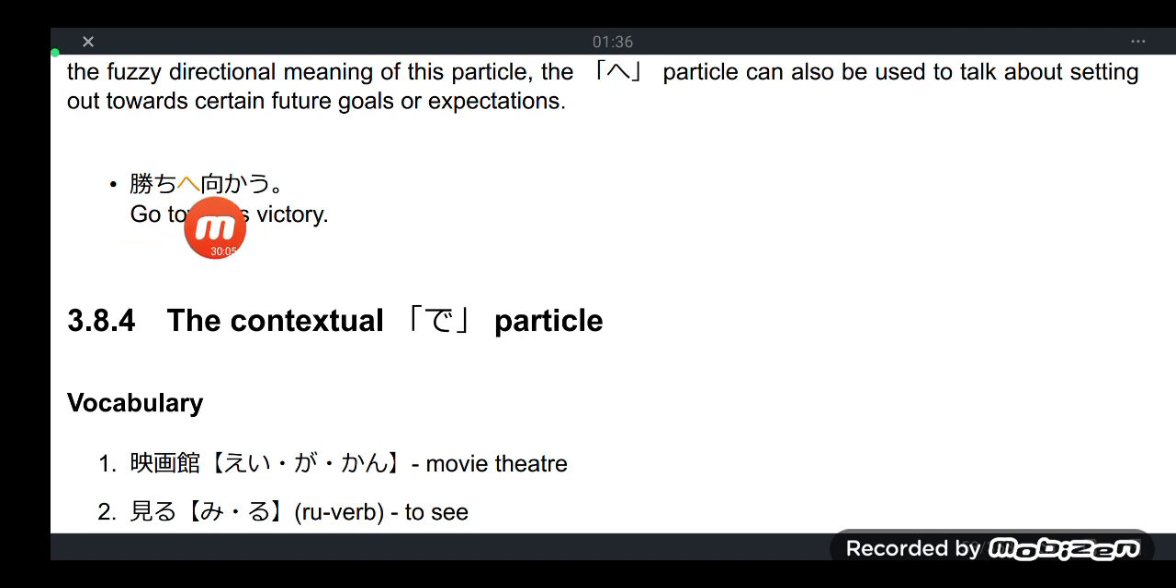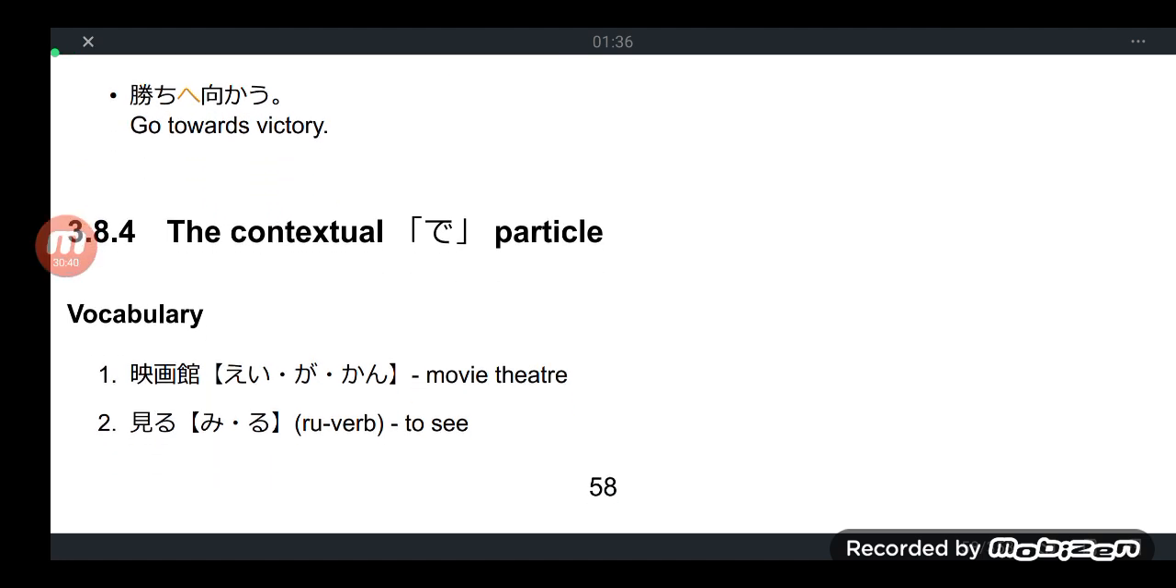Kachi e mukau. Mukau is not just a motion verb but rather a directional motion verb. A directional motion verb is different from a regular motion verb. So just like what I said earlier, the verb mukau is usually paired with e, because this is not just a motion verb but rather a directional motion verb. So most of the time this is paired with e, just like this. Kachi e mukau, going towards victory.